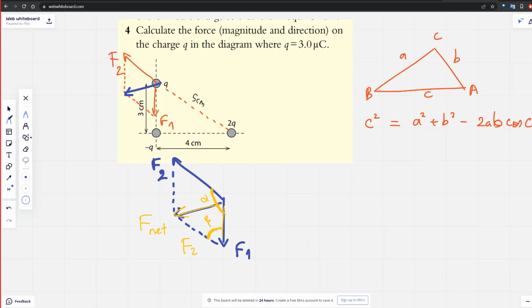There's a second way to find the net force. Using the force resolution, you find the total force in the horizontal direction, and then the total force in the vertical direction, and then add them together.